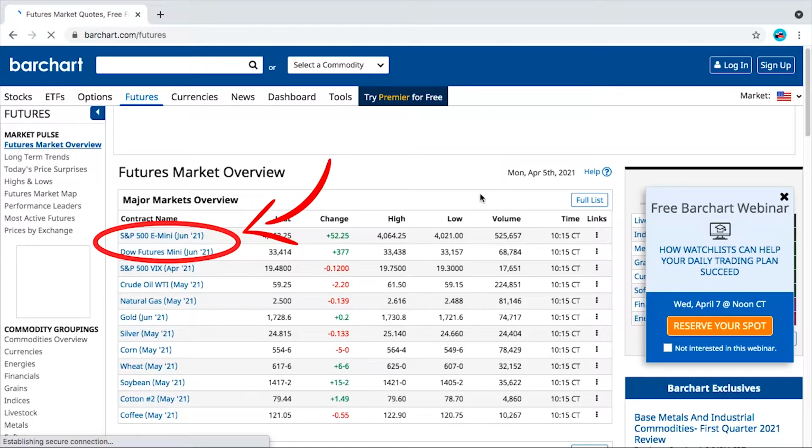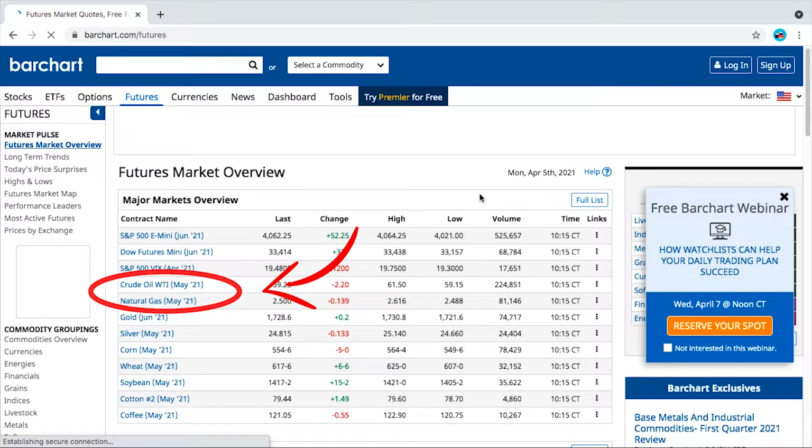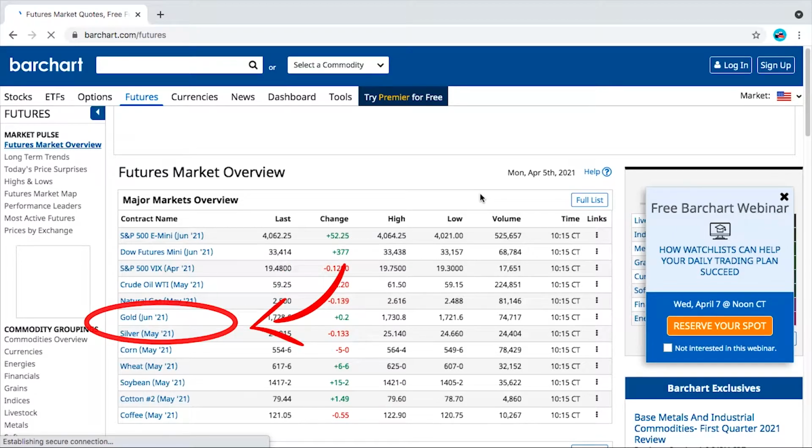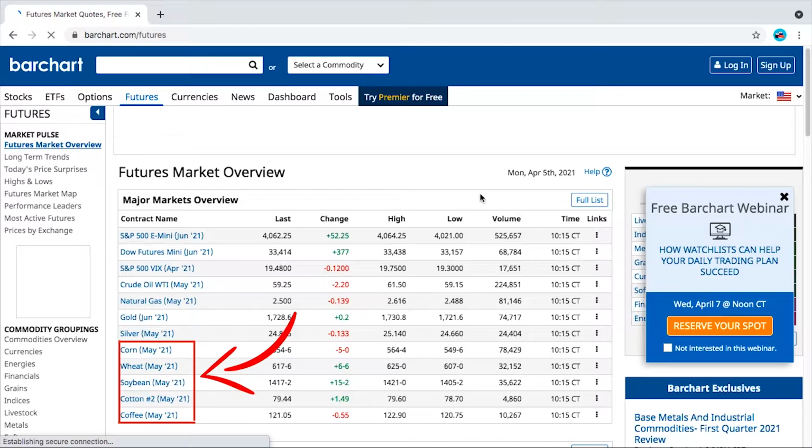The S&P 500 E-mini and Dow Futures Mini right here. These are the index funds, the top companies in the United States. Here's the energy futures, crude oil and natural gas. Here's the precious metals, gold and silver. And here are the agriculture futures.